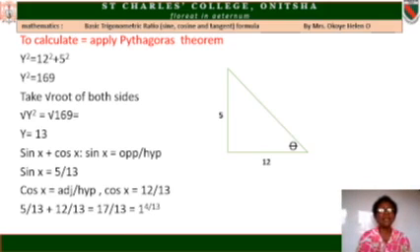Then we go to cos x. What is our cos x? Our cos x is adjacent over hypotenuse. Our adjacent is 12. Our hypotenuse is 13. Then when we add the two of them, 5 over 13 plus 12 over 13, you know that they are equal denominators. Their LCM is 13. 13 into itself 1. 1 times 5, 5. 13 into itself 1. 1 times 12, 12. 12 plus 5, 17 over 13.